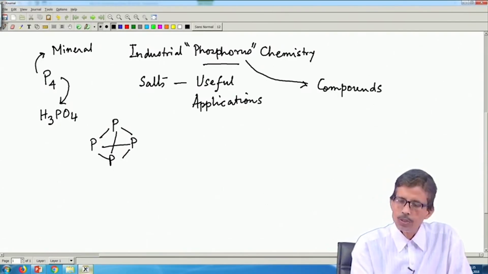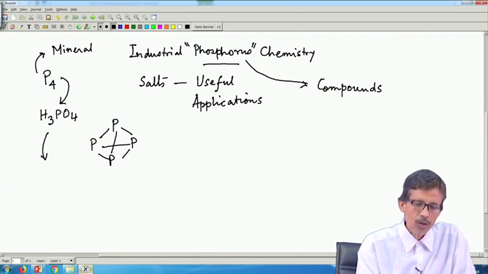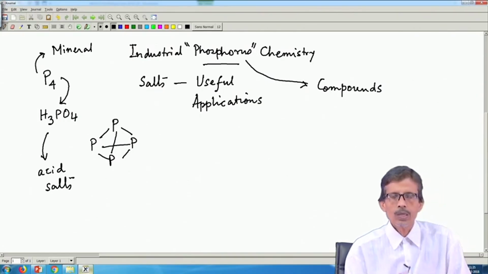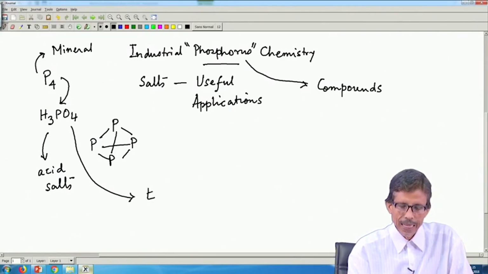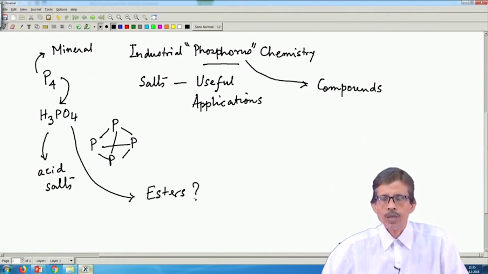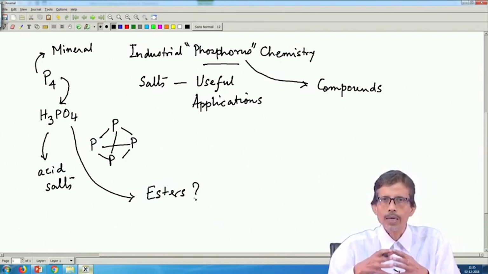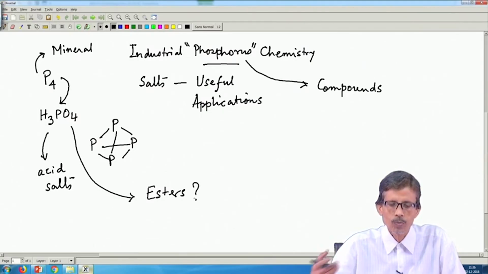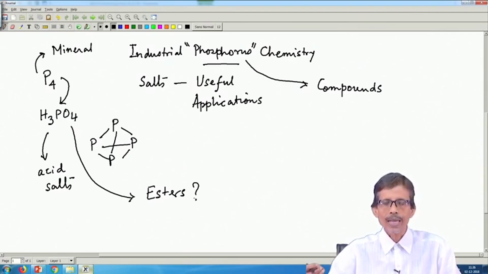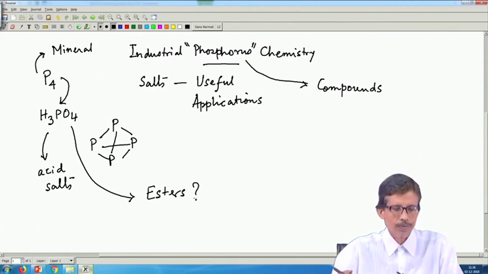So one such will definitely be the corresponding acid salts. Once we get these acid salts, we will see whether we can get these as the corresponding esters or not. Because knowing organic chemistry, such as acetic acid, we know how we get the corresponding organic acid esters. Similarly, from the inorganic sources, we can put some organic alcohol to get the corresponding esters of these phosphoric acids.